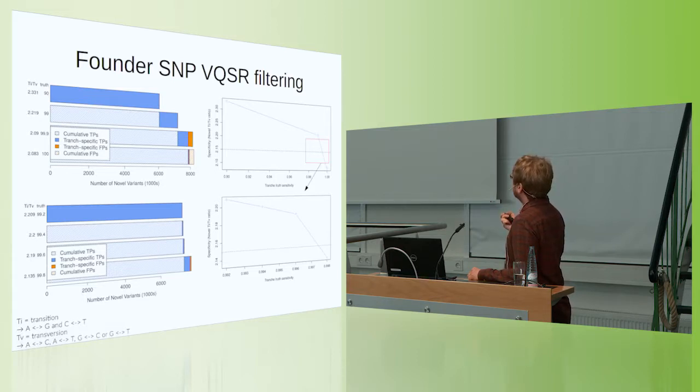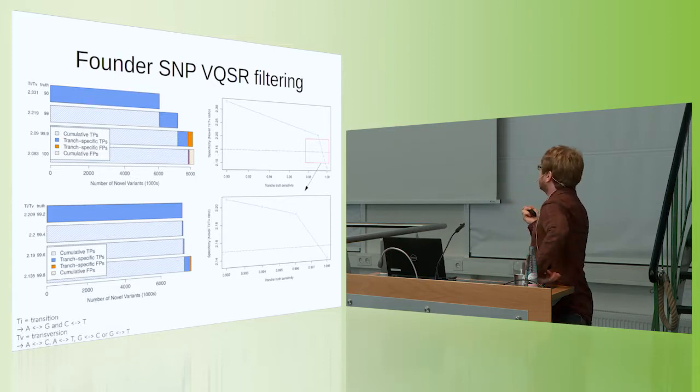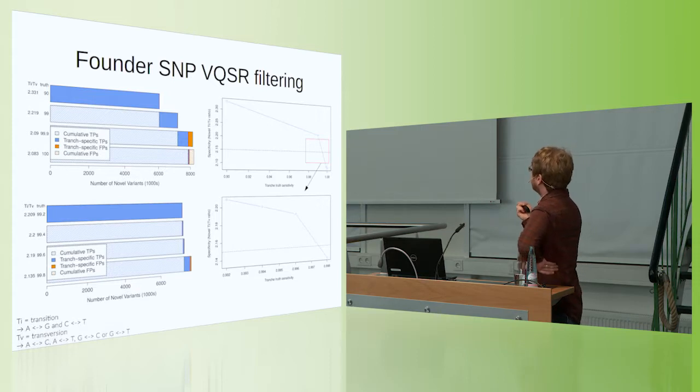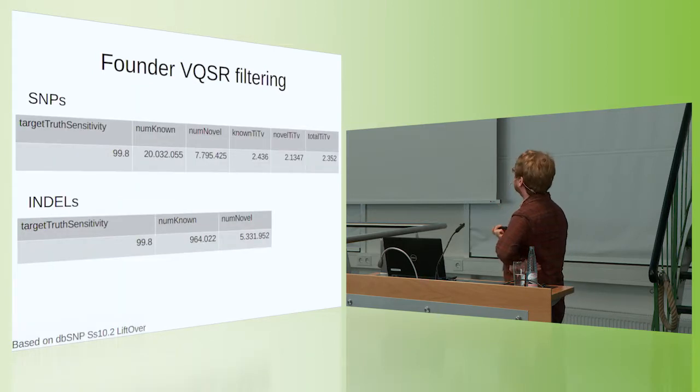and what you have to consider when you do filtering with the GATK is that you want to have a transition to transversion ratio of 2.15, which is the dotted line here. So we came out with a filtering threshold of 99.8%, so we kept most of the variants in the data set.